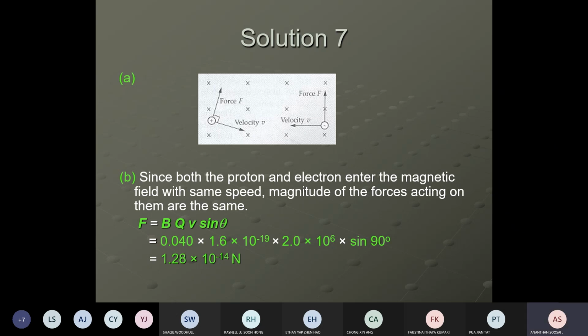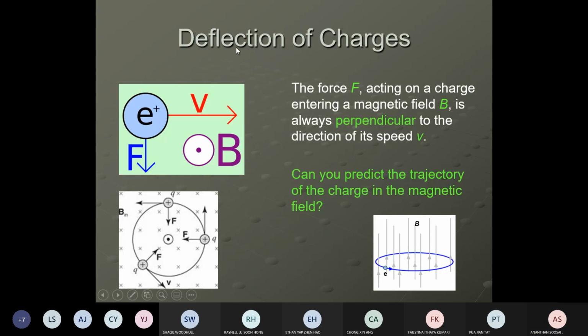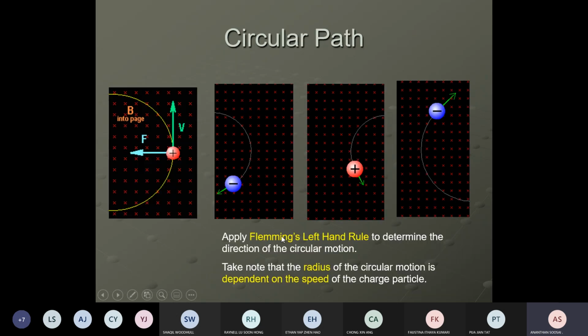Okay, so we go a little challenging. I already told you this. When a charged particle enters a magnetic field, most probably if the field is quite strong, it can make a perfect circular path. It's trapped in the magnetic field. So, because it's trapped in a circular path, what will happen? By using the Fleming left-hand rule, you can determine the direction of the circle.